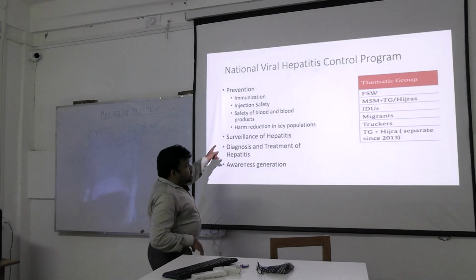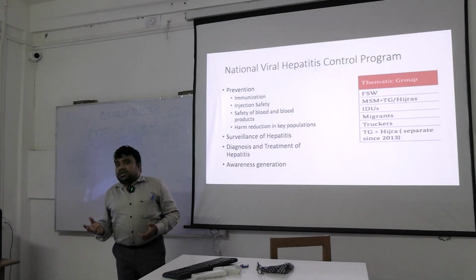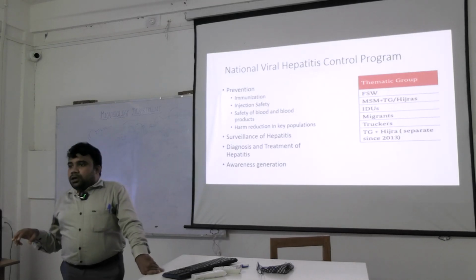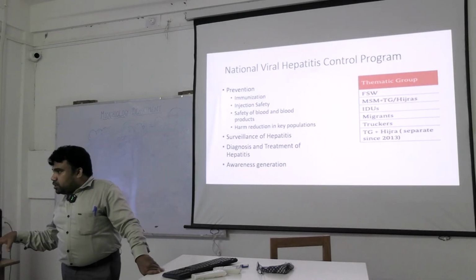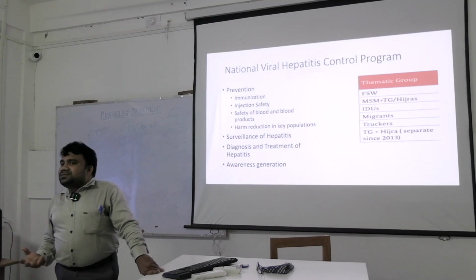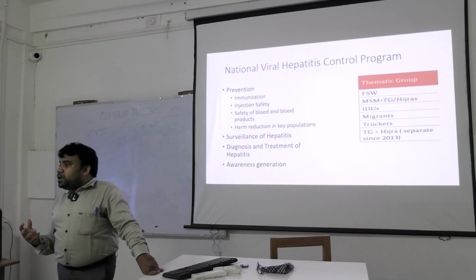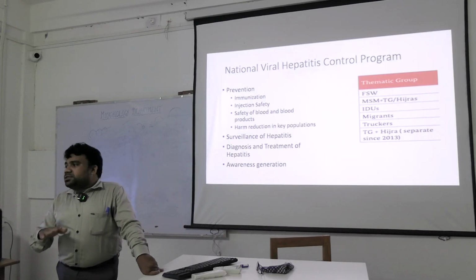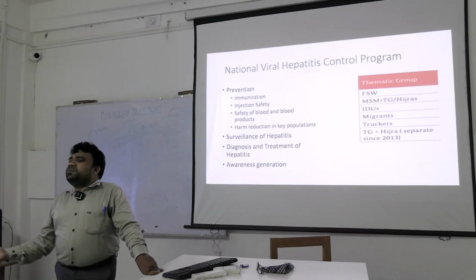Next is surveillance of hepatitis. What is surveillance? Surveillance means we have to identify the people who are affected. Which groups of people are more affected? Why is this to be estimated? So that we can take necessary actions against whatever may be the reasons. Okay.